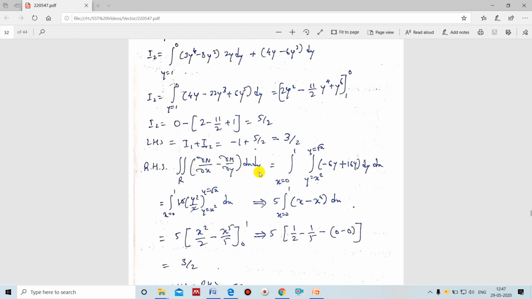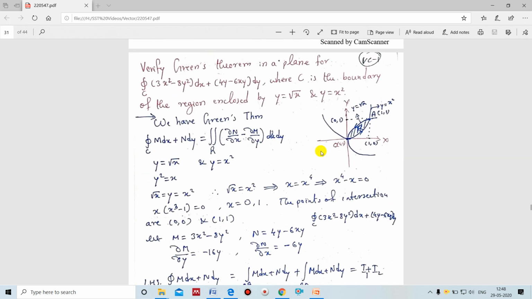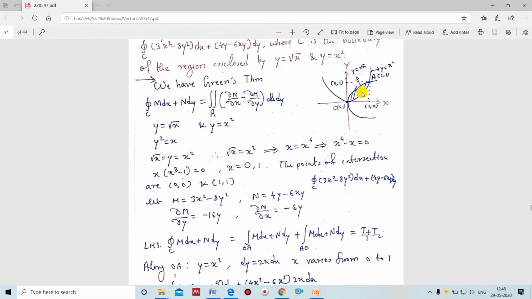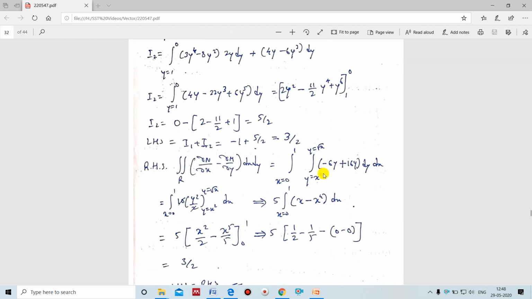How to find the region, you know from the previous semester. Here the region is taken with x from 0 to 1 and y from x square to root x, as seen from the diagram. So x varies from 0 to 1, and y varies from x square to root x. The lower curve is y equal to x square and the upper curve is y equal to root x.